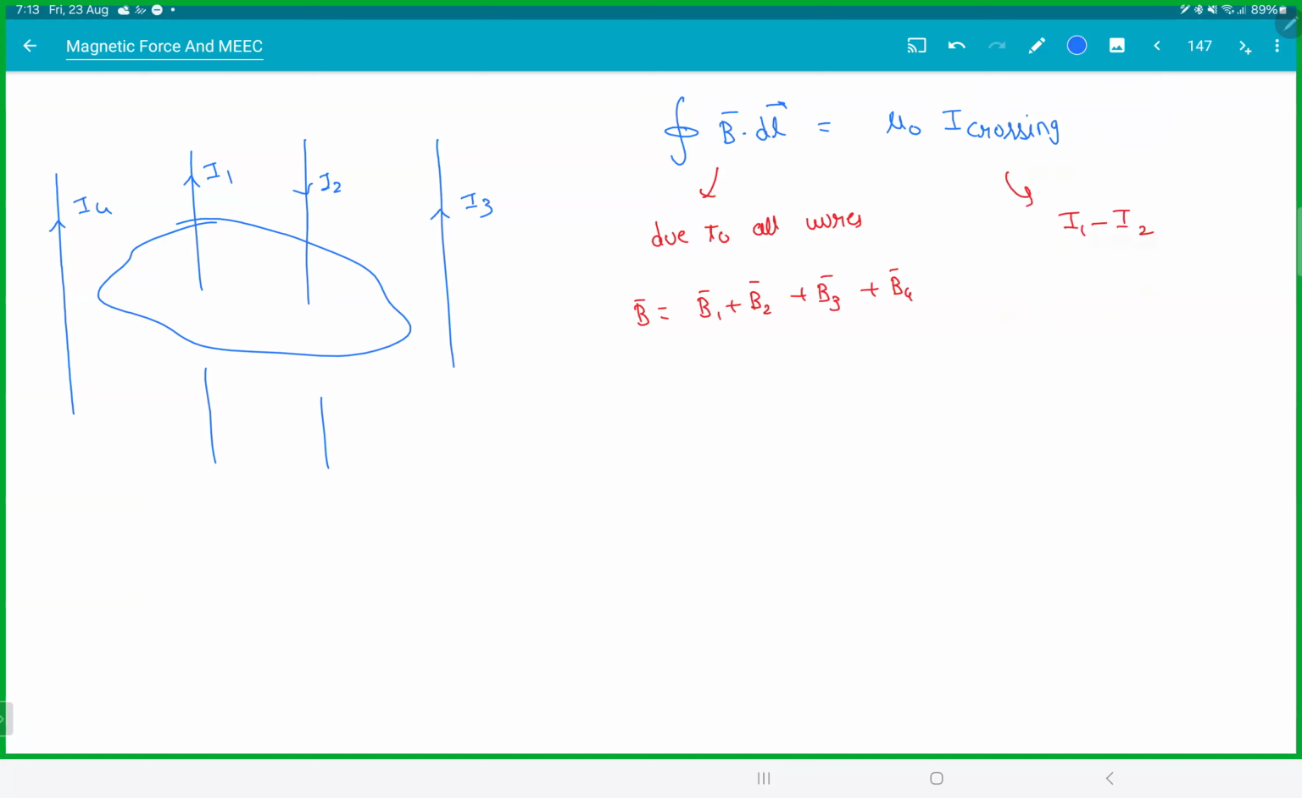So the usefulness of this: the loop over which you're calculating is called an Ampere loop, just like a Gaussian surface is a surface on which you are calculating flux. So it's a loop on which the integral of B dot dl is calculated. E dot dS is called flux. B dot dl, as such, has no name. This Ampere's law is quite useful to find the magnetic field due to symmetrical current distributions.